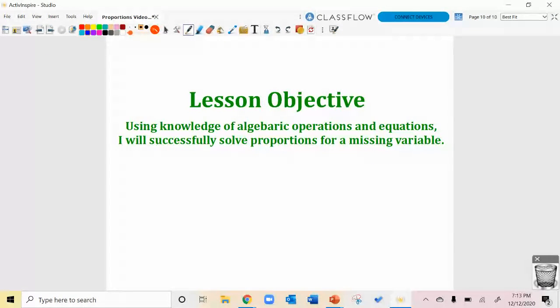All right, so I talked about what our expectation for your homework is, and hopefully you found this more thorough than maybe the last thing I did for y'all. So in this lesson, using our knowledge of algebraic operations, and inverse operations and equations, we successfully solved proportions for missing variables, and we even experienced some challenges which you will continue to work on after this lesson and on the homework as well.